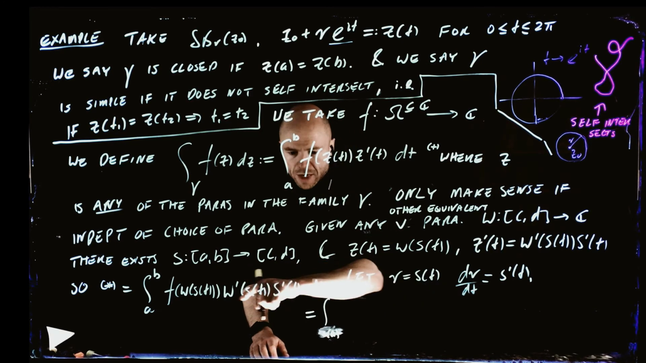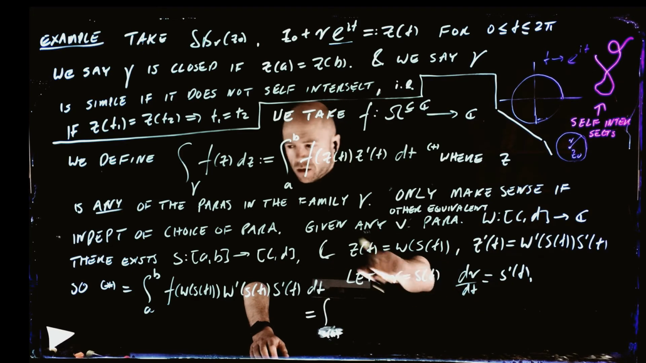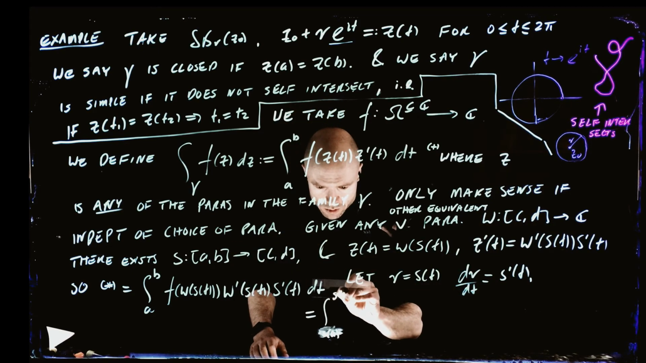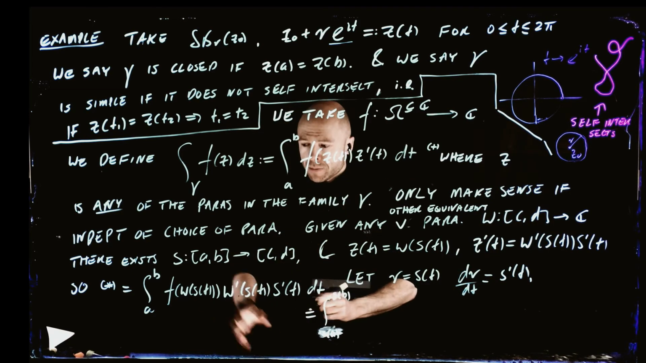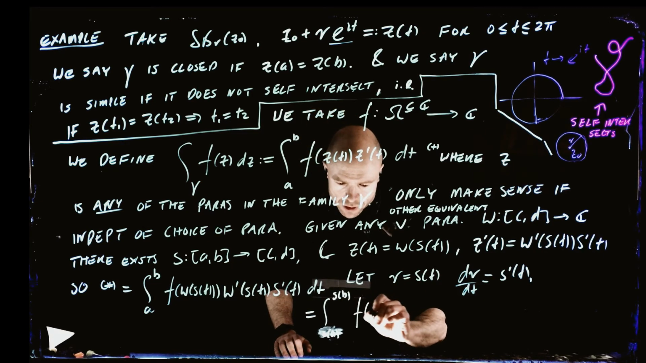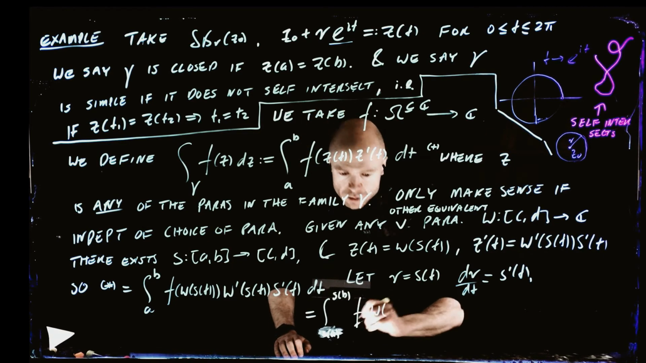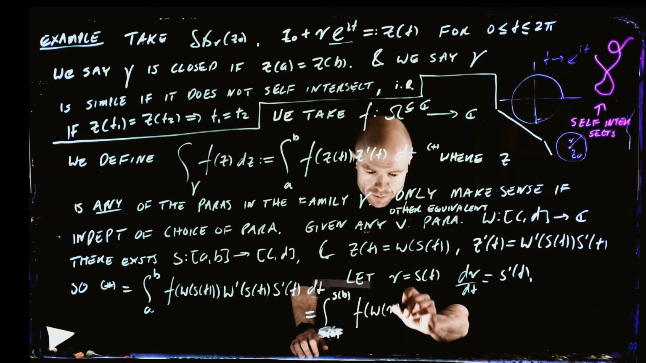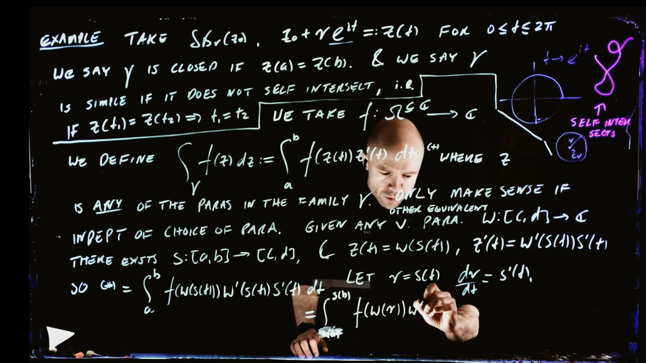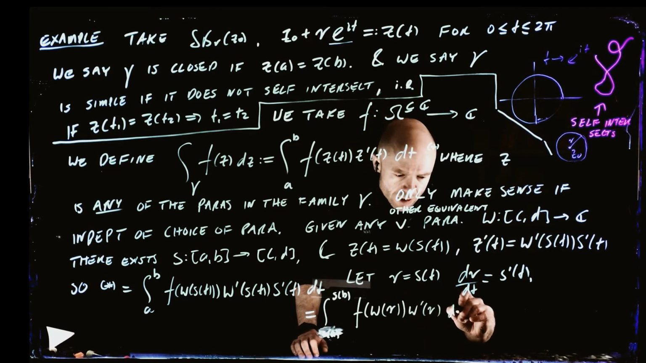And we are going to have s of b up here. These are our limits. And now this thing becomes f of w. And now r. Now this is w prime of r. And now this is dr.